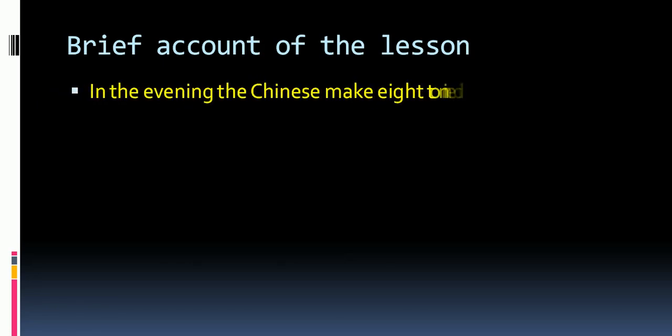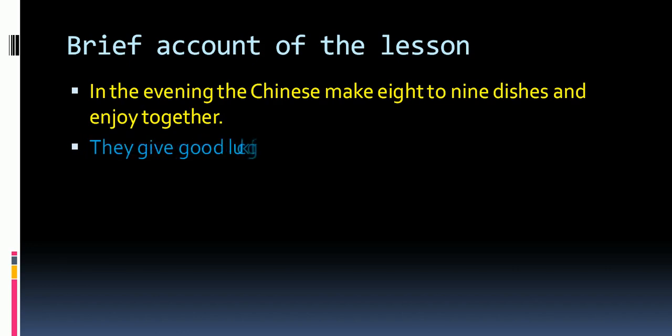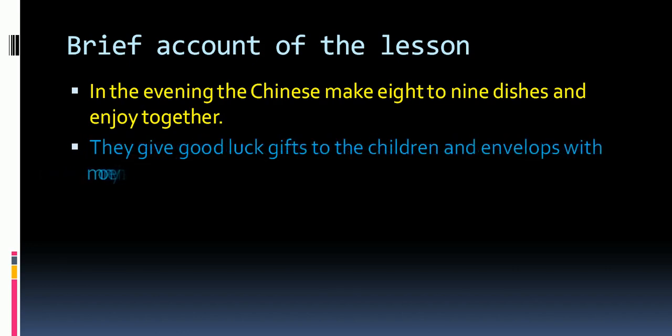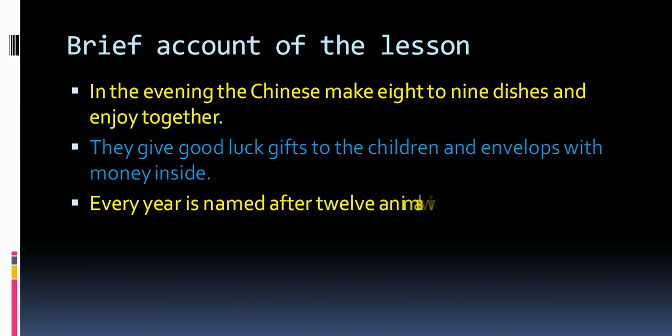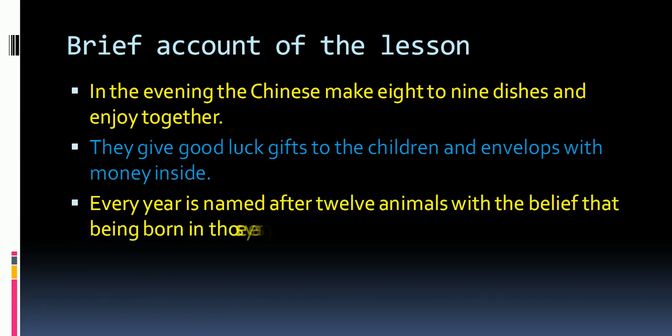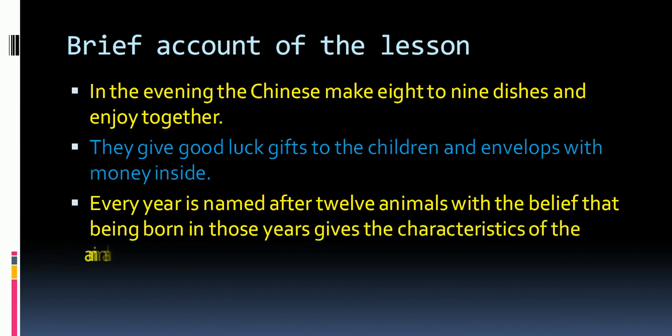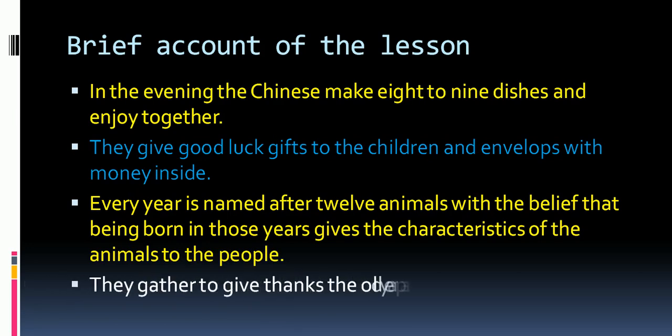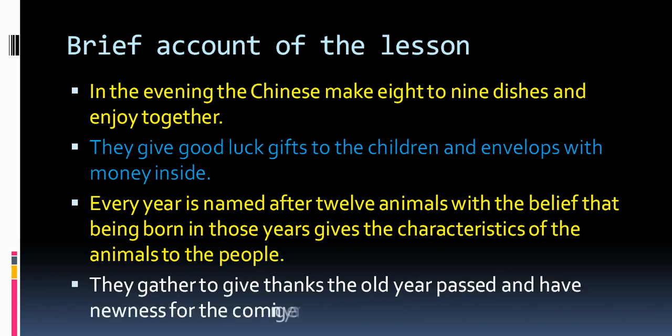In the evening, the Chinese make 8 to 9 dishes and enjoy together. They make 8 to 9 dishes, mean number of dishes is 8 or 9, and they enjoy together. They give good luck gifts to the children and envelopes with money inside. Every year is named after 12 animals with the belief that being born in those years give the characteristics of the animals to the people. They gather to give thanks the old year past and have newness for the coming years. Dear students, this is the brief account of the lesson that we have to start now.